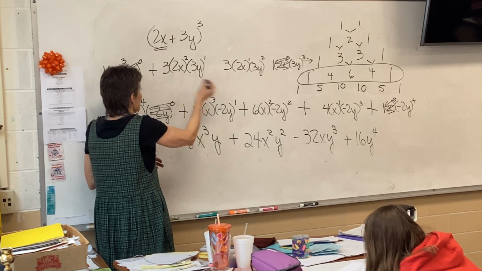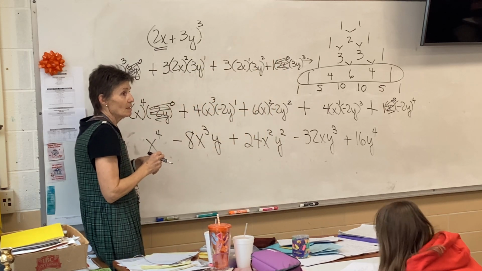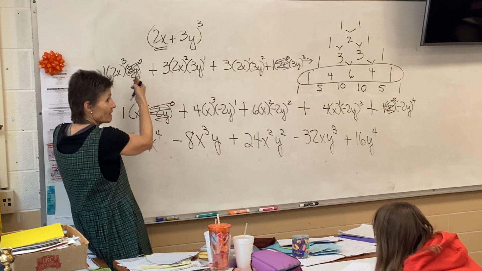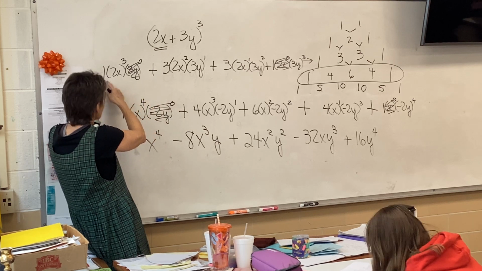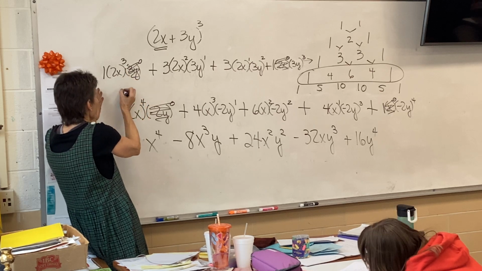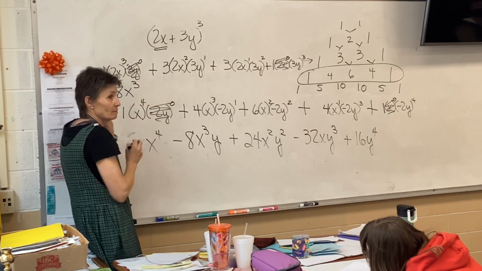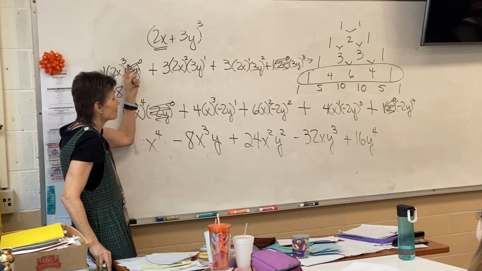Now, these are individual, separate terms. Everything here is getting multiplied. So we have 1 times what? 2x to the third. So 8x cubed. 2 to the third.